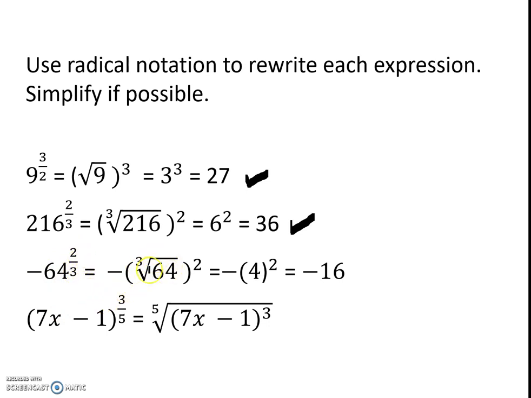We have a negative out front of this 64 raised to the 2/3. Well, we know the cube root of 64 is 4, and we still have that negative out front, and we have to square the 4, so we get 16 times that negative, or -16. We have 7x minus 1, that quantity raised to the 3/5. Again, the denominator is the root, so we have the fifth root of the quantity 7x minus 1 cubed.